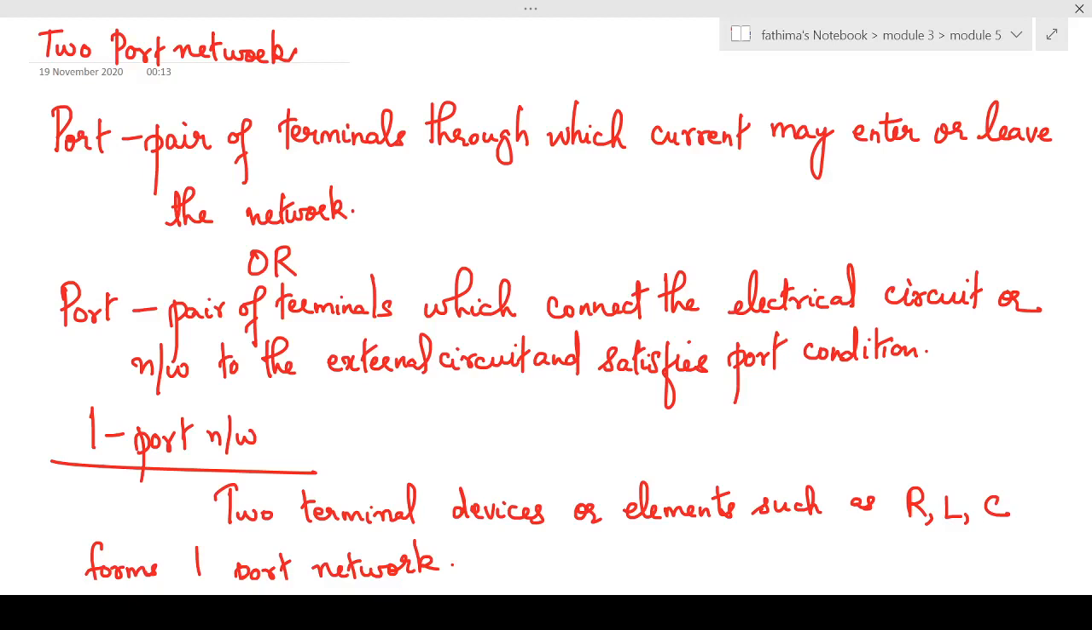Hello all, welcome to this video on two-port network. In this video, I'll be giving an introduction on two-port network.